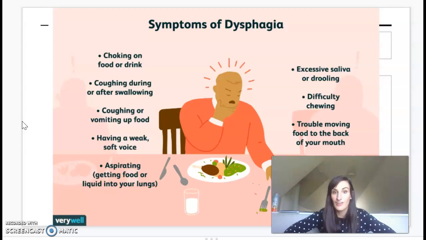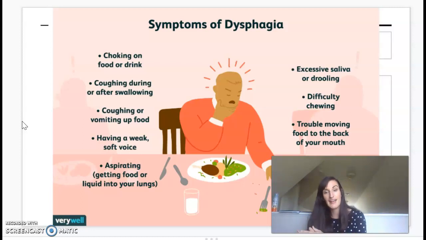You saw people choking on food or drink. You saw them having difficulty. They were coughing after they would take a bite, and after they would swallow, you would hear them cough almost immediately. A few people told me that somebody actually had to cough something up and spit it out. That's not good, right? Also, signs would be having a weak or soft voice, so maybe they're not able to project a strong voice. Also aspirating, or getting food or liquid into your lungs. We've talked about it in class before, but we're going to talk about it again in detail, okay?